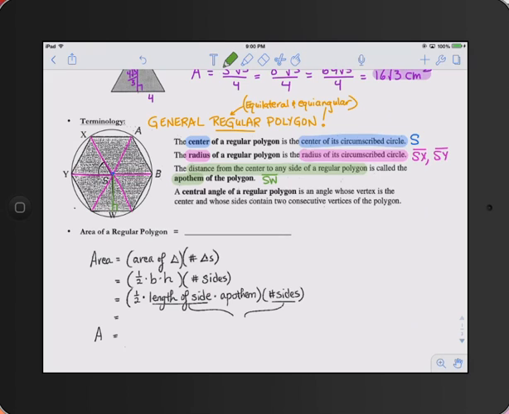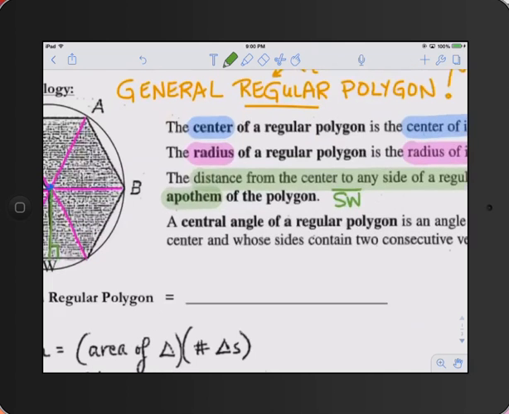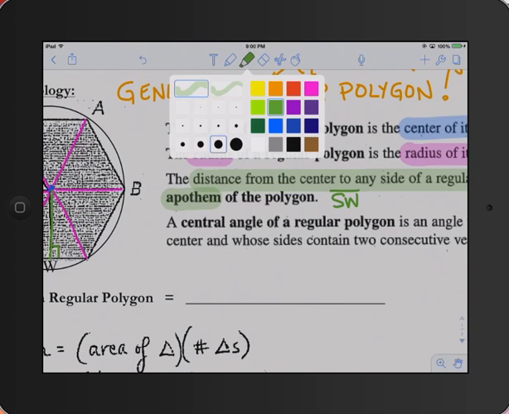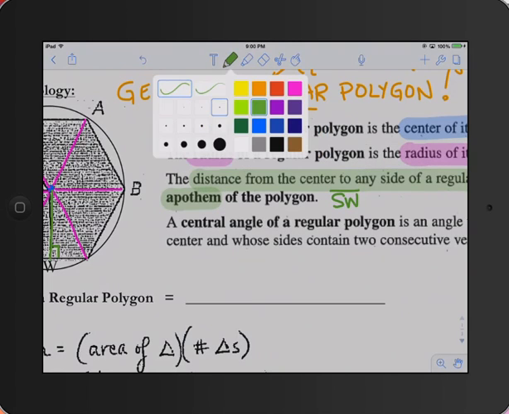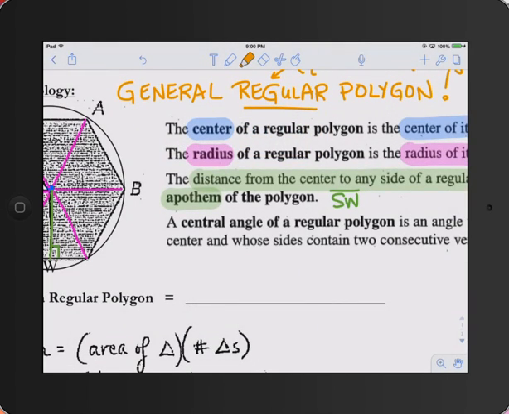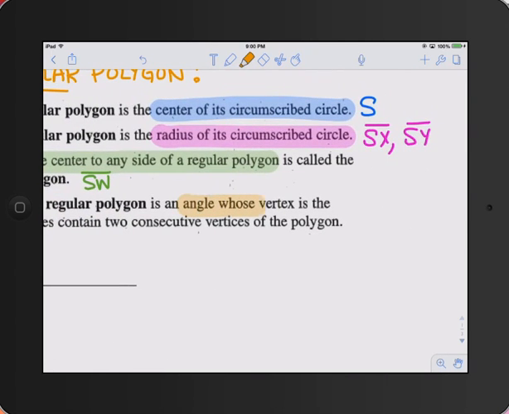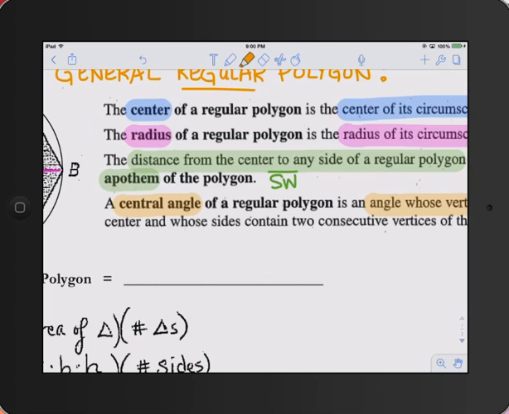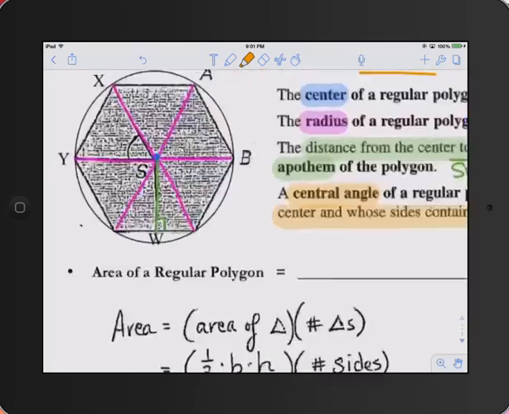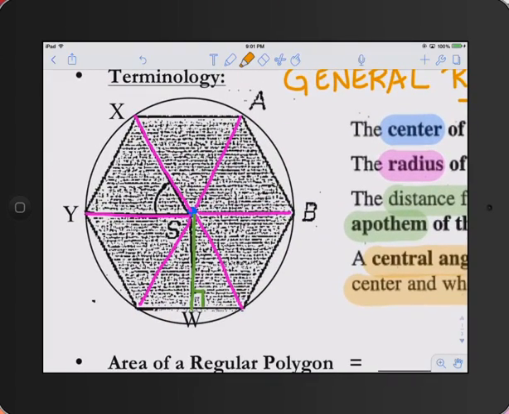Okay, and then lastly, a central angle. You've heard that term before. A central angle of a regular polygon is an angle with its vertex at the center of the circle and whose sides contain 2 consecutive vertices of the regular polygon. So in this picture, this angle right here is a central angle.